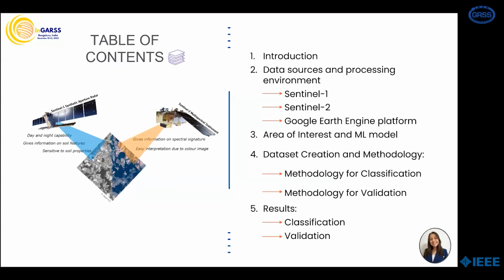I will provide an initial summary of the introduction to the problem and the significance of this study, highlighting the aims and objectives. I will then move on to the section titled Data Sources and Processing Environment, where I will briefly address the context of the Copernicus Sentinel-1 and Sentinel-2 missions and the utilization of the Google Earth Engine platform. After, I will delve into the area of interest and the machine learning model, proceeding with the creation of the dataset and the proposed methodology for classification and validation. Finally, I will report the results derived from the classification and validation procedures.